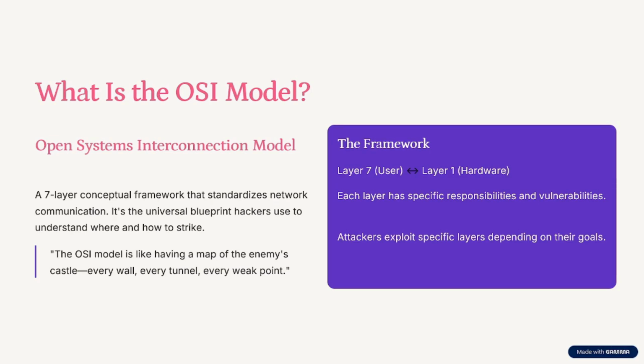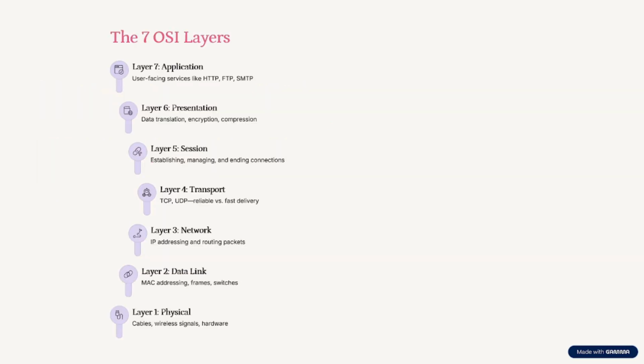The 7-layer OSI model. Layer 7 is the application layer. The application layer interfaces directly with user-level services. Examples: HTTP, FTP, SMTP, or DNS. This layer processes requests and generates responses. Security implications: most web application attacks occur here, that is SQL injection, cross-site scripting, command injection, and remote code execution. These attacks exploit application logic rather than transport mechanisms.